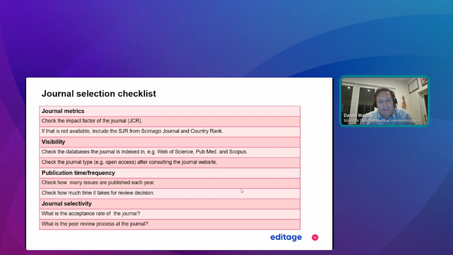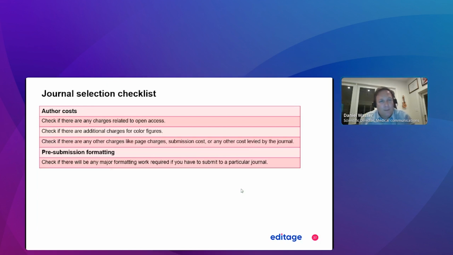So being aware of that is important, and the time it takes to get through the review process and be accepted. That's another key factor. Their acceptance rate, their peer review process, all of these are things you want to explore in preparing to make a submission. As we said before, costs are really important depending on where you are and what you're working through.